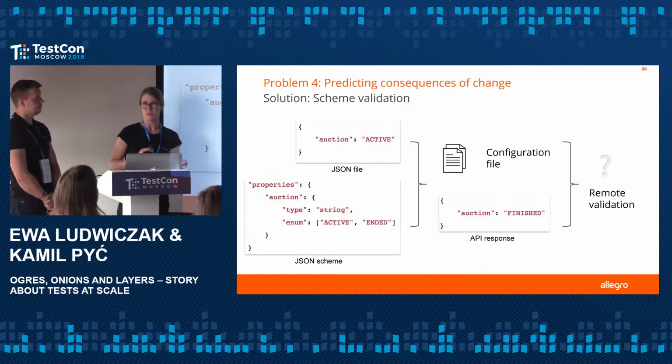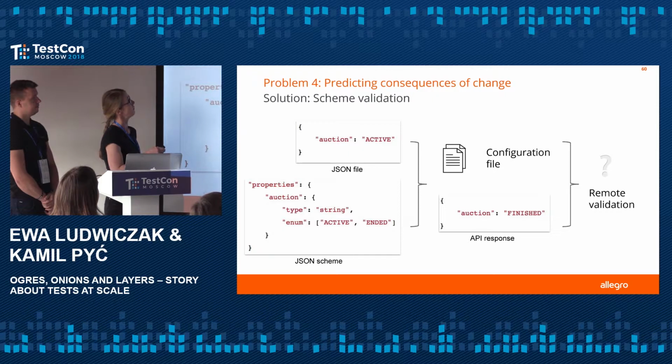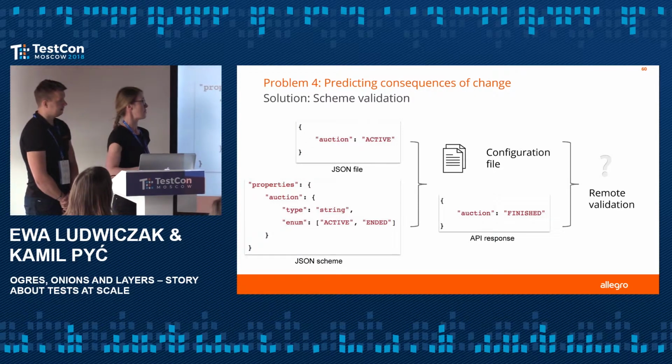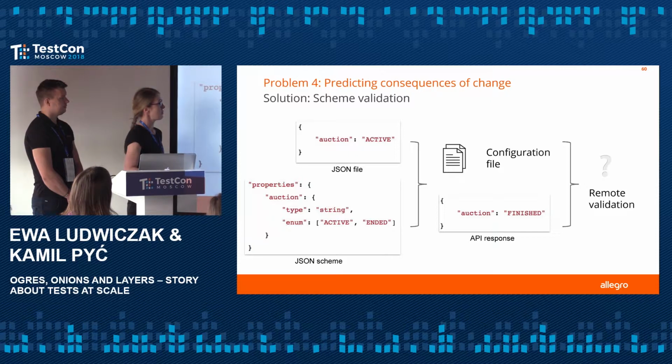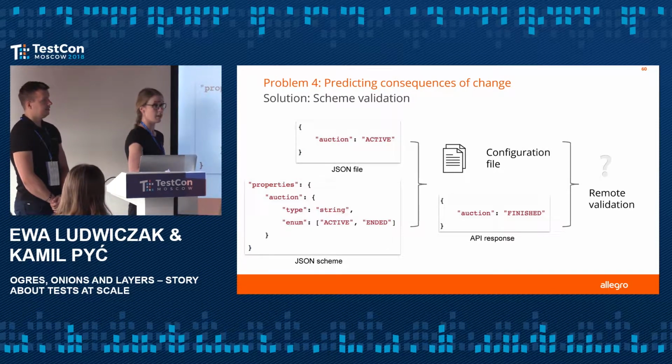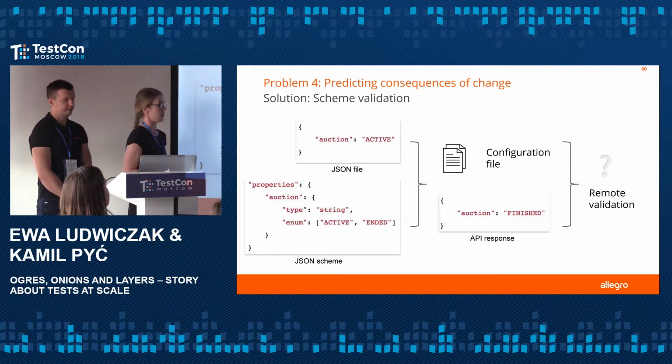Just to understand the idea better, this is the example. In our JSON file, we have information about an auction, which is active. Based on that information, we created a schema, which contains information about the presence and the type of this part of the JSON. So we know that this is a string, and from our knowledge and experience, we know that the auction cannot only be active, but it can also be ended. This is the enum value. So the auction can have one out of these two values.